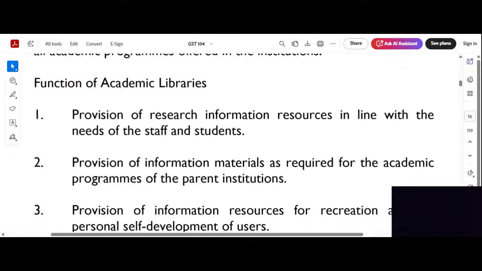So the first thing an academic library does is it provides research information resources that are in line with the needs of the staff and students. Let's not forget that. So when you need to make any research now, the school library is there. I know some of you, till you graduate in school, you will never visit the library. But there are some students that are making proper use of the library. You will see that sometimes when you go to school to pay school fees, there are some students in the library. They don't have two heads. You are meant to use the library too.